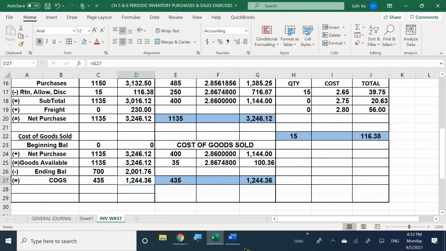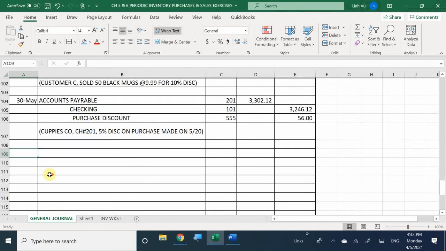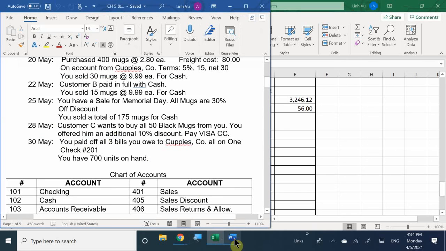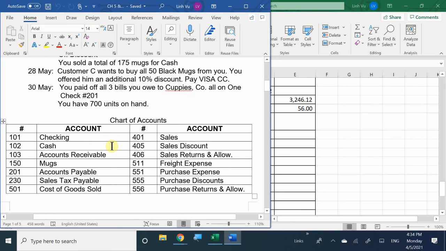So now we need to complete the last thing, which is our conversion entry. So we reached the end of May. How is my conversion entry going to look like? Inventory. Okay, Goods. Take a look at your chart of accounts. Do we have just inventory? No. What do we have? Cost of goods sold. We do have cost of goods sold.